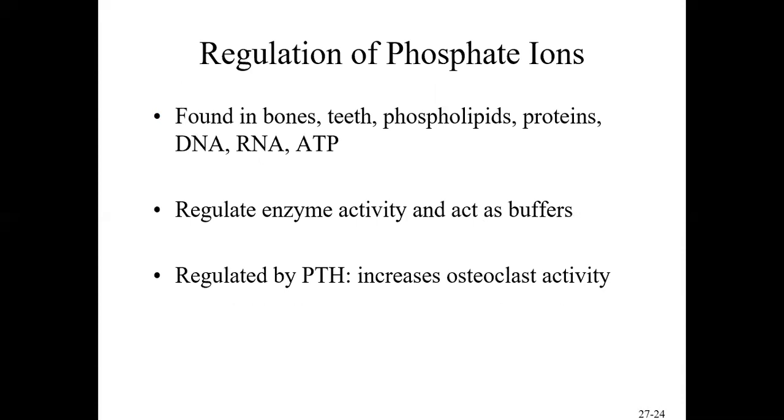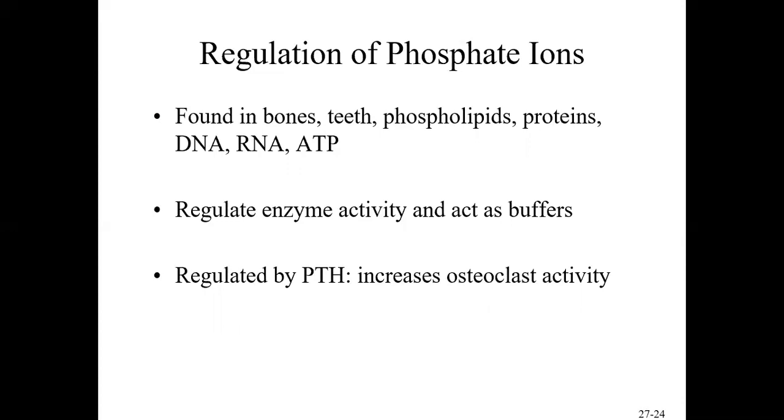Phosphate, this is another ion. This is found in the bones and the teeth. It's also in your phospholipids, so don't forget about those, the phospholipid bilayer that you have in your cell membrane includes phosphate ions as well. You also find phosphate ions in proteins. It's also found in your nucleic acids, so your DNA, your RNA, your genetic material, and then your energy source, your ATP, that's a nucleotide, also includes phosphate.